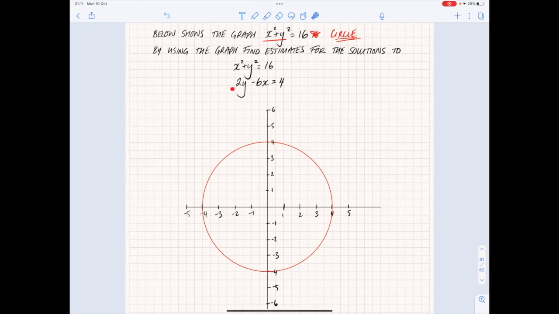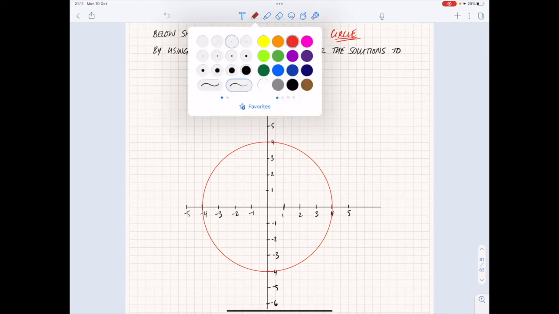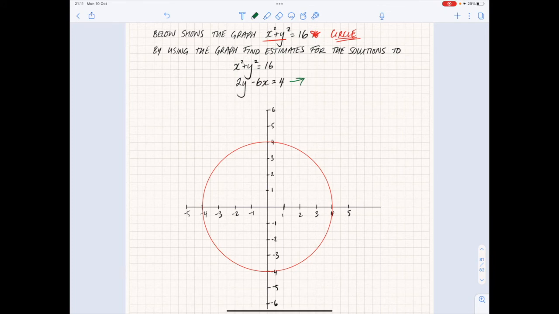Then the next part is I need to rearrange this to get it in the correct format. So let's go back to what we did at the start. It would become 2y is equal to 4 plus 6x, and then divide it all by 2. Y is equal to 2 plus 3x. Okay, we need to now plot this line, but let's just look at the wording of this.